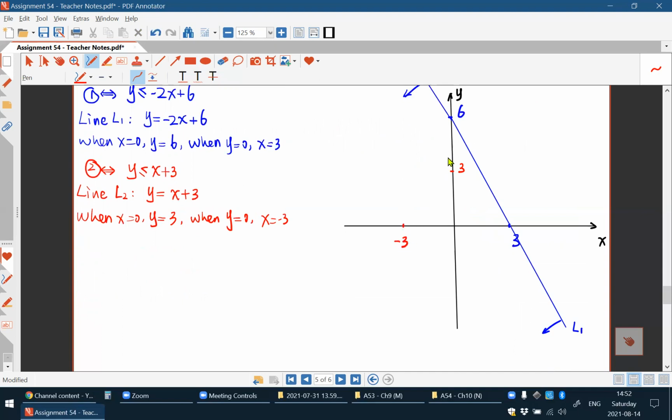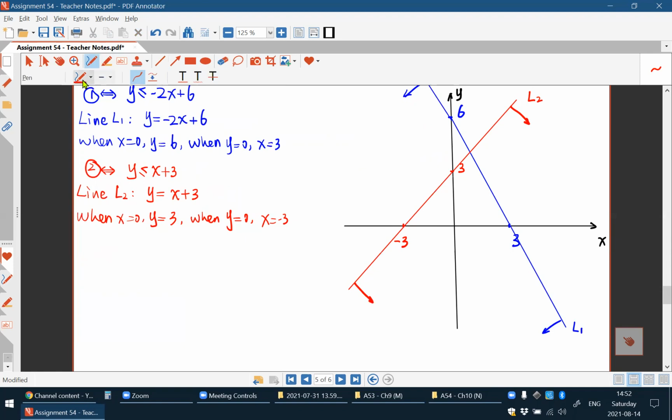Okay, remember, when you draw the sketch, it's not necessarily to scale, as long as it ensures the relative positions of every element is correct. Okay, so second line should probably look like this, right? Let's label it using L2. Okay, inequality says y should be less than or equal to. Less than or equal to corresponds to the region below this line. So this is our second region, right?